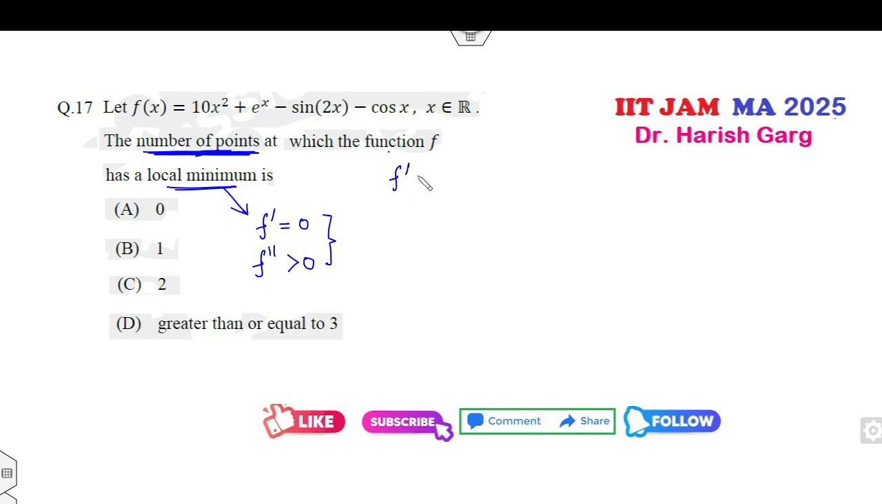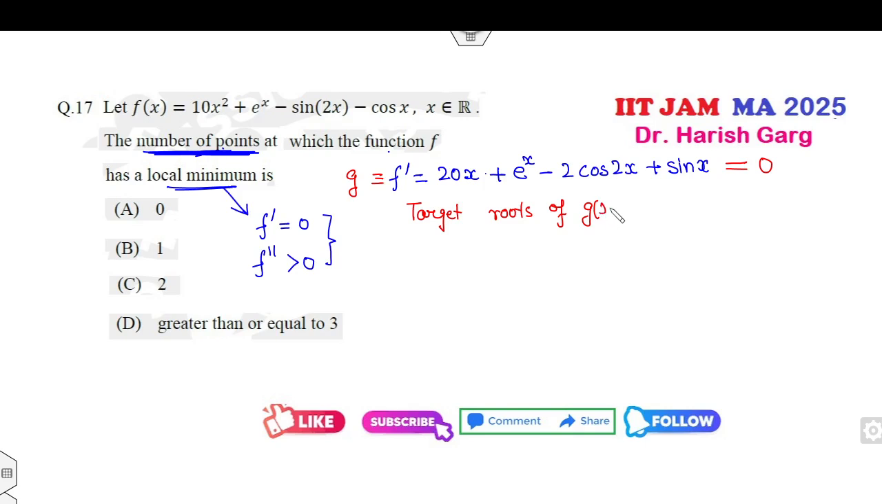तो सबसे पहले f dash कैलकुलेट करते हैं. So that is my 20x plus e raised to power x minus 2 cos of 2x plus sin x. Number of the points, what is the condition for that? Number of points means जिसपे ये वैल्यूज आपकी जीरो होगी. Fine, I can call this number say g. So what is your target? Your target is to find the roots of the g. Fine, this is your target.